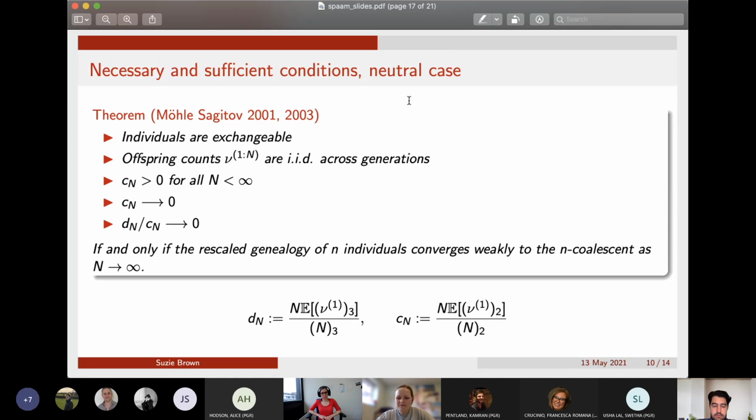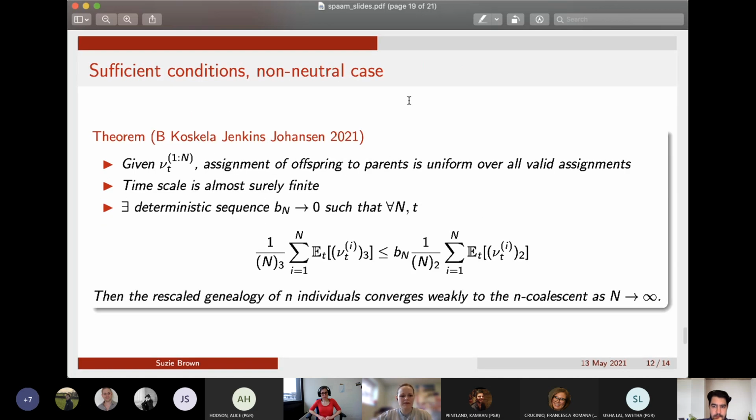And it was also motivated by sequential Monte Carlo, which induces genealogies that are definitely not neutral because, well, I won't go into details, but you end up with quite strong dependence of the fitnesses on the states of the individuals in sequential Monte Carlo. So we wanted to try and get similar results for the non-neutral case, which is what we did here.